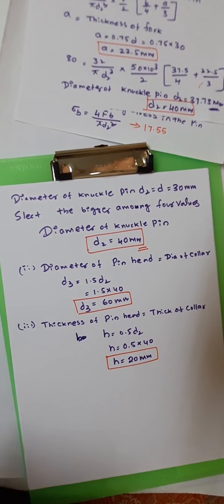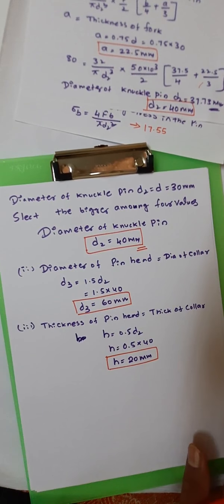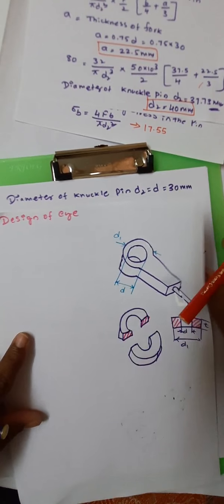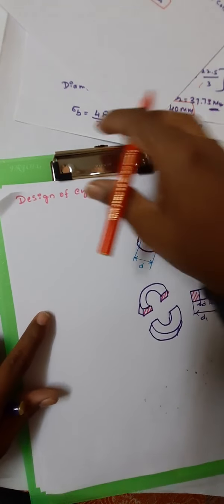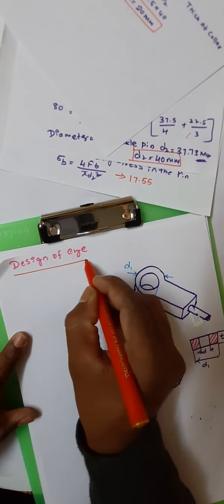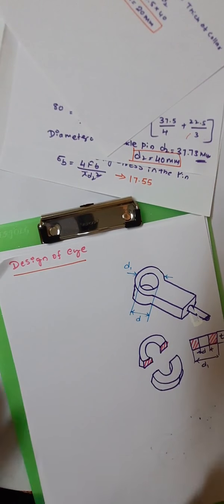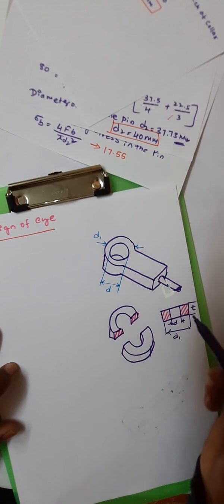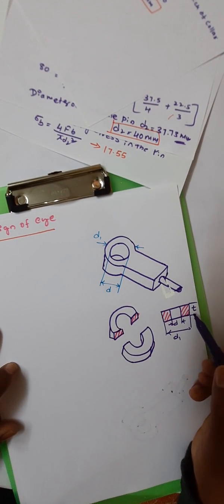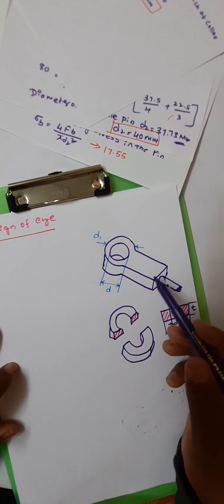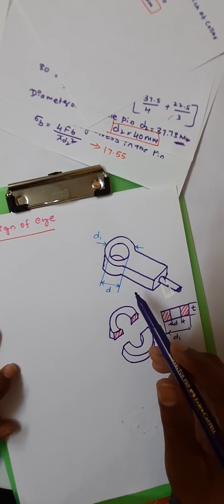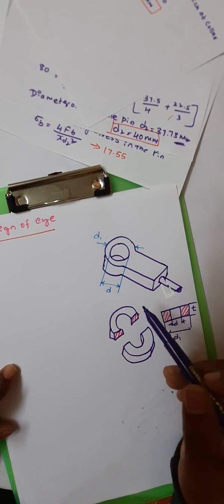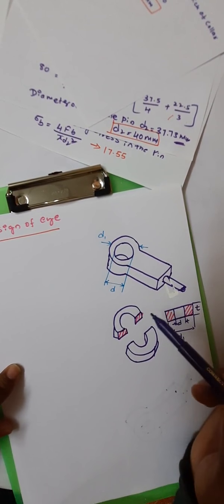Next we need to go for the design of eye. That is the third parameter with respect to this. So in this, we need to find out the thickness, and also we need to find out the diameter. So the outer diameter we need to find out. So based on this, the design of eye.